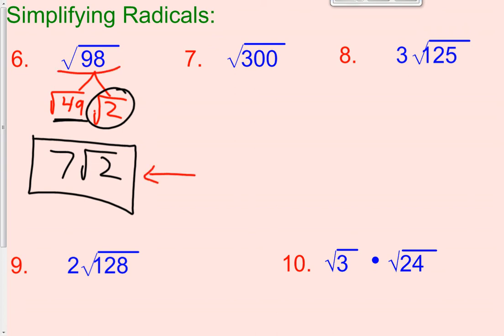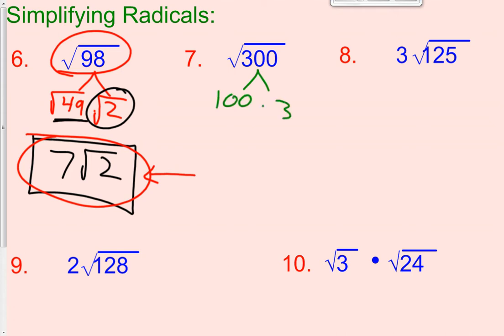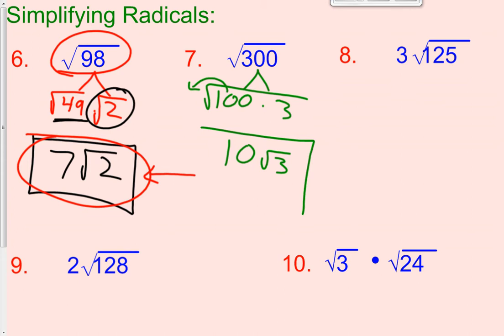I don't want it unsimplified. Okay, so for number 6, our answer is 7 square root 2. Let's try number 7. Our goal here is to find the highest squared number that goes into 300. So the highest squared number that goes into it is 100. It's 100 times 3. So I can take the square root of 100, that comes outside the radical, the 3 stays inside. So 10 square root 3 is my answer for problem number 7.